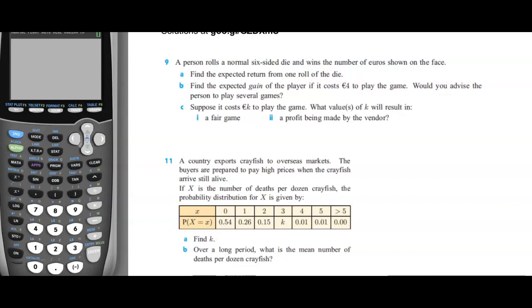Discrete random variables, page 4. A person rolls a normal six-sided die and wins the number of euros shown on the face. So if they roll a 1, they get 1 euro. If they roll a 6, they get 6 euros. Find the expected return from one roll of the die.